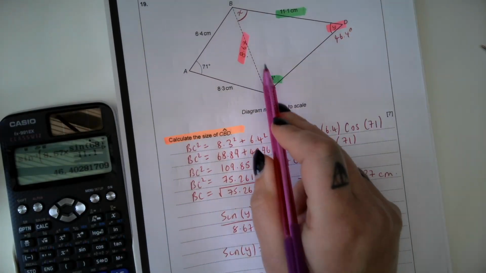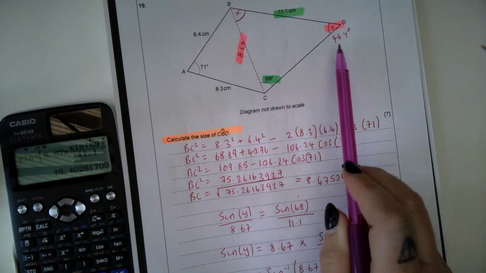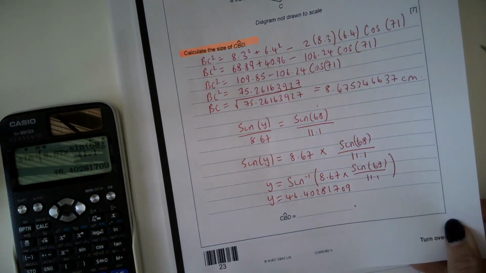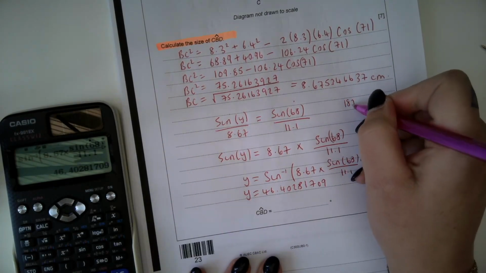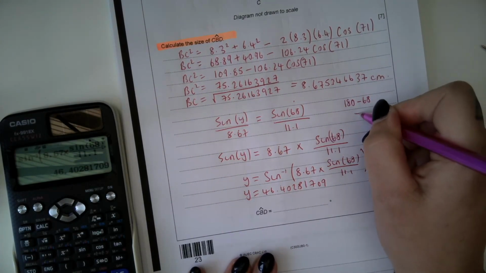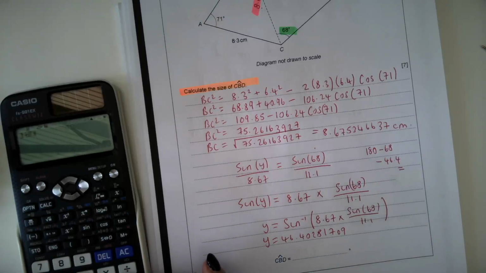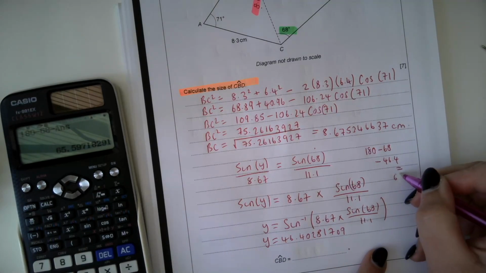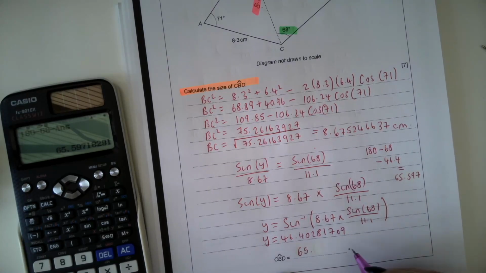So now this is a triangle. Angles in a triangle add up to 180. So 180 take away 68 and 46.4 will give me the angle that I'm looking for, x. I haven't given myself a lot of space, but we're going to write it down anyway. So 180 subtract 68 subtract 46.4 equals. So 180 minus 68 minus my previous answer is 65.597. So I'm going to write that as 65.6 on my answer line.